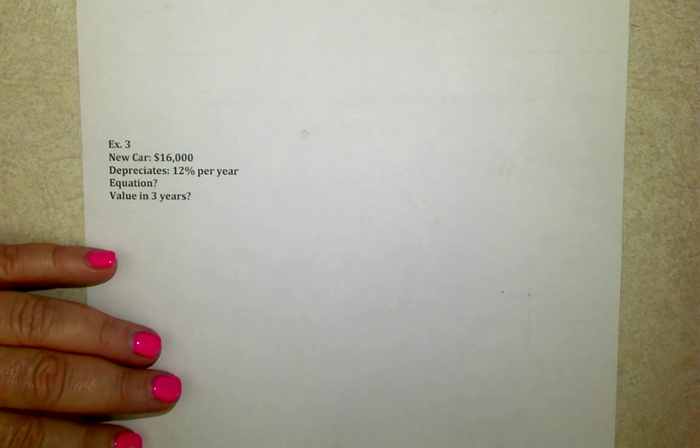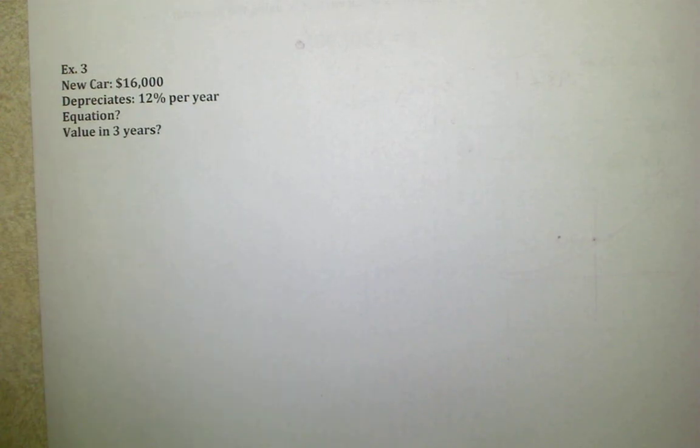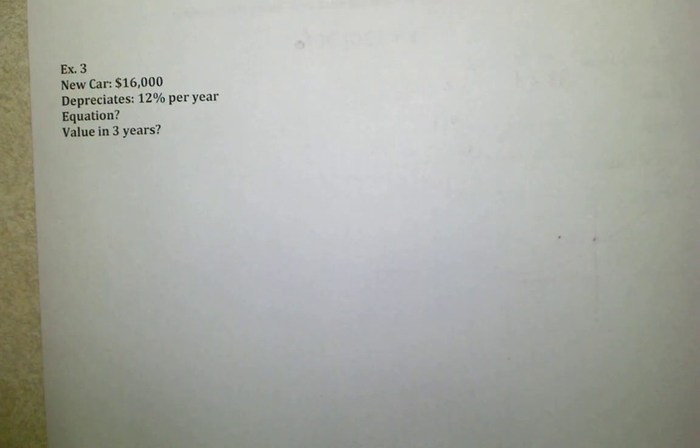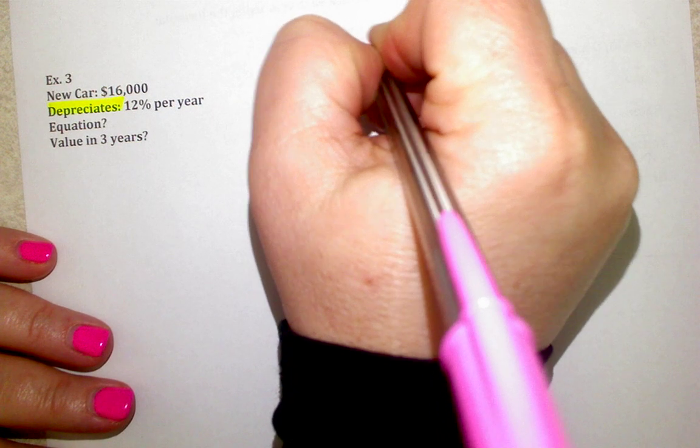All right, example 3. Our last example. All right, you got a new car for $16,000. It depreciates 12% per year. They want to know what is the equation and what is the value in 3 years. All right. How do you know this is a growth or decay problem? It says depreciates, so we know that this is going to be a decay problem.